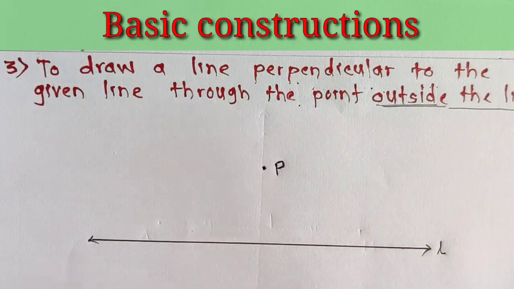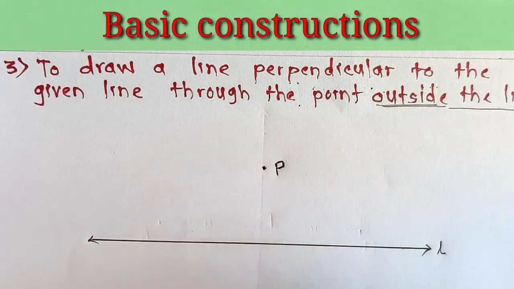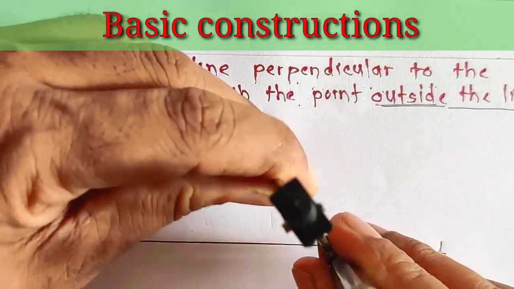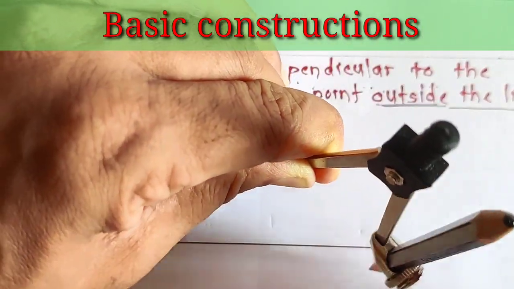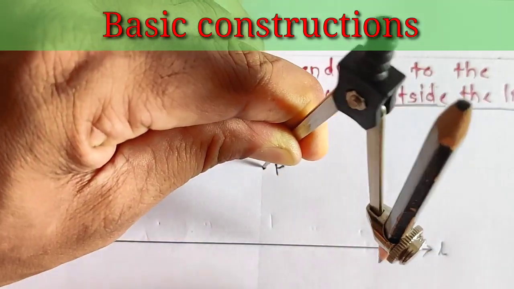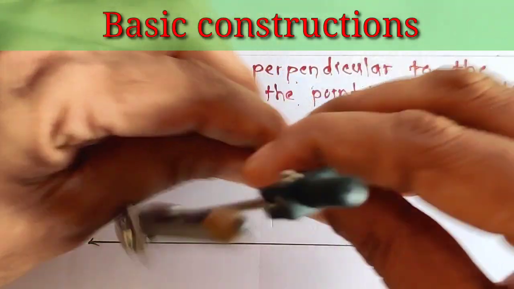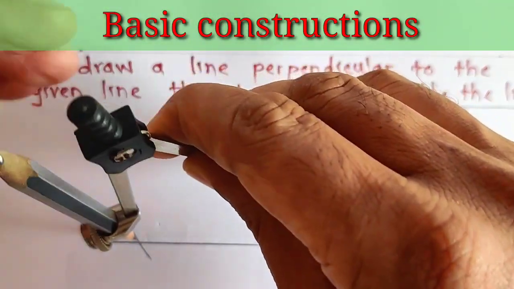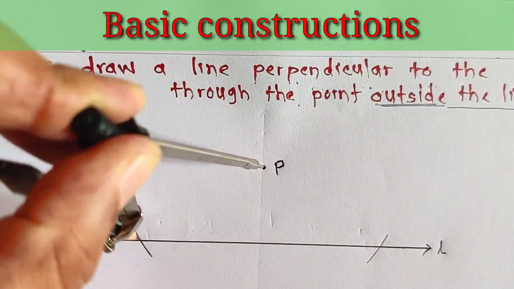In the second construction, this point P is on the line and we draw the perpendicular. Now it is outside the line, then draw the perpendicular. The same procedure is there. Use the compass again. With P as a center, the metal point will be on point P, and with a suitable distance, the pencil must cut this line in two arcs, on the right hand side as well as on the left hand side. So here this pencil should cut that line in 2 points.